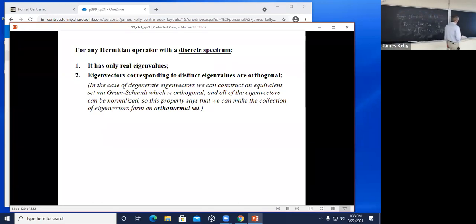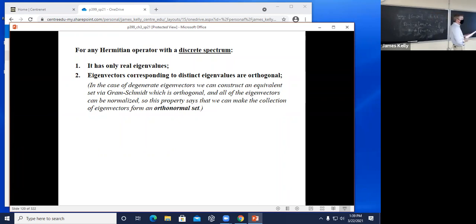If we have a Hermitian operator, so this is essentially a statement of two different theorems. If we have a Hermitian operator and it has a discrete spectrum, so we could be talking about Hamiltonian with a discrete collection of energies, or some other operator that we've made up that has a discrete spectrum. Then its eigenvalues are all real, and that's important to us because we found out that the eigenvalues of the operator are going to be the measurable outcomes of measuring this dynamical variable. It has only real eigenvalues, and the eigenvectors corresponding to distinct eigenvalues are orthogonal.